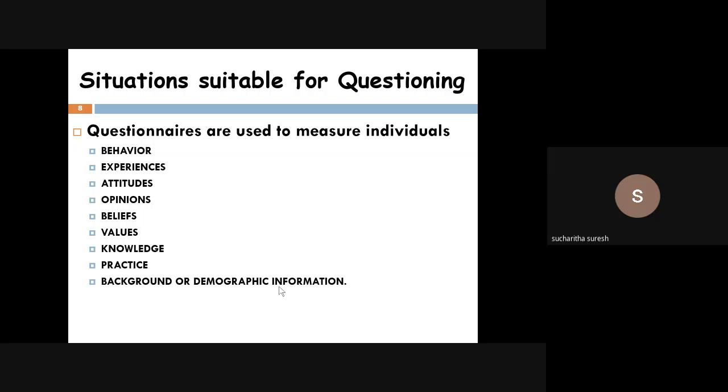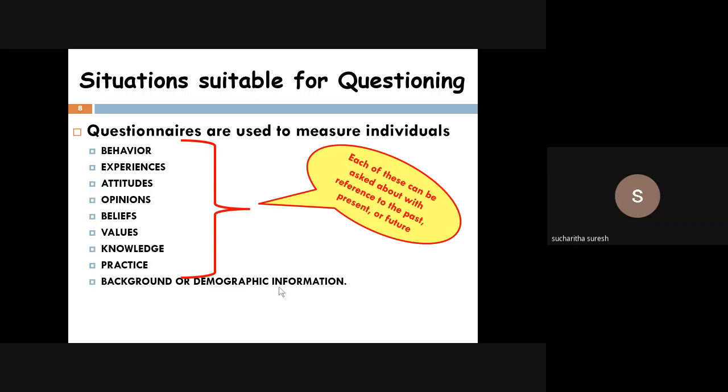So for all these things we need questionnaires, dear friends. Each of these can be asked about with reference to the past, present, and future also. What you did then, what you are doing now, what is your situation, what you are going to do. All these aspects we can study through questionnaires very beautifully, isn't it? So we need to have that idea that I can ask such questions, so that you can do a lot of forecasting also with certain types of studies.